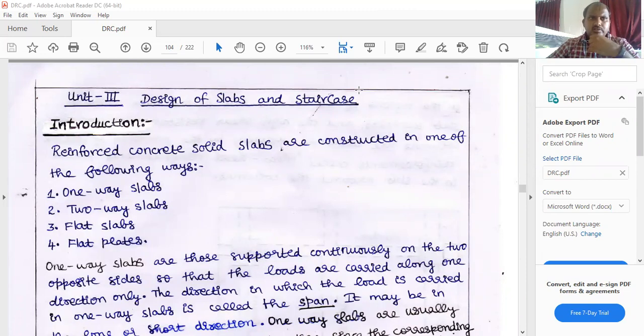Unit: the design of a slab. Welcome to the next topic. The topic is design of slabs and the staircase. So first we have to see the introduction of the topic.